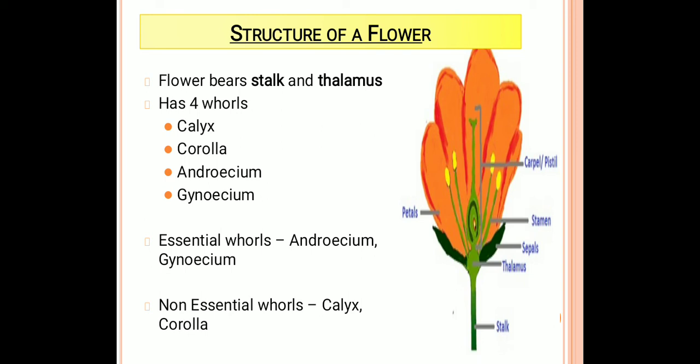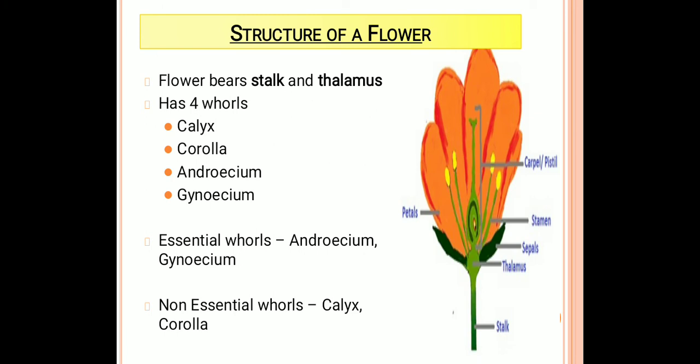Normally the flower bears the stalk and then the thalamus. The stalk is also called the pedicel. Sometimes they will ask the question, what is pedicel? So the stalk is also called the pedicel, and then the thalamus. These two bear the flower.